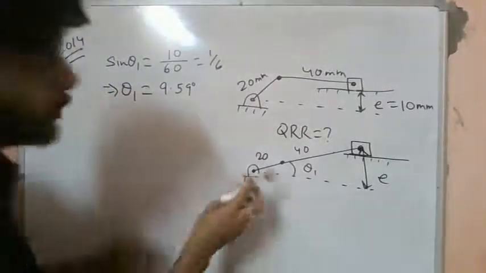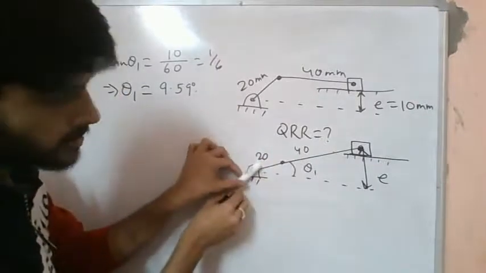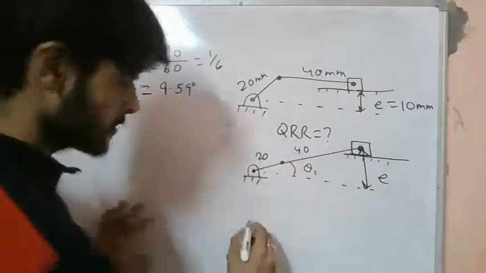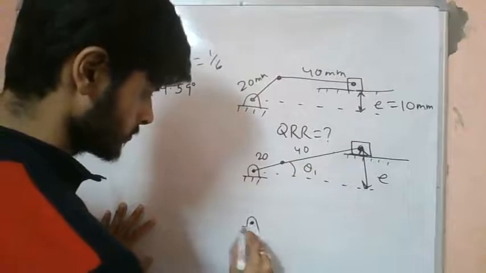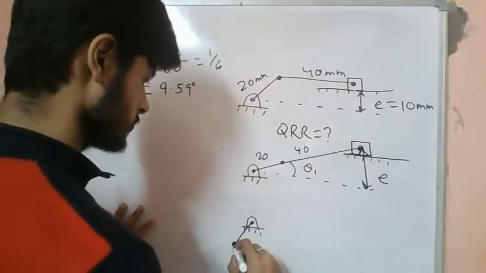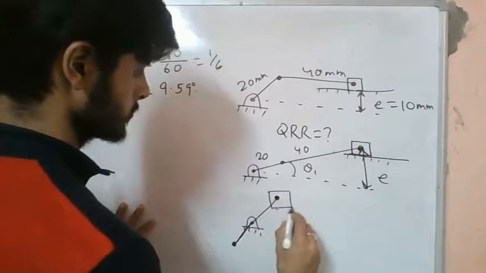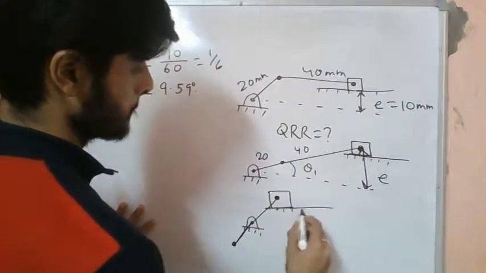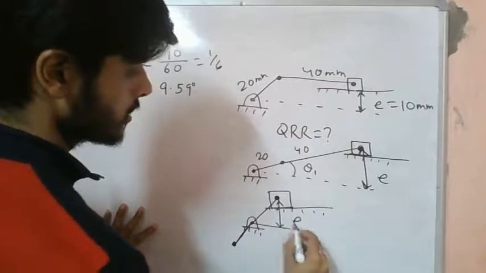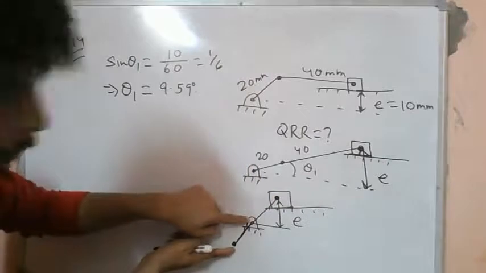Okay, now when this crank rotates like this and comes somewhere like this, the slider will move in this direction and be at another extreme. Okay, this is the other extreme. This distance is still E. So this is the total length of the connecting rod, and this is the crank.